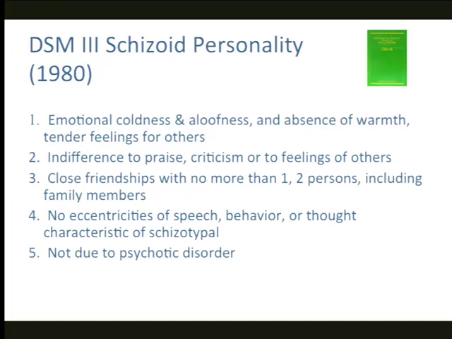So fairly straightforward. Somebody is cold, aloof. Doesn't have any tender feelings for other people. They're not really impacted by praise or criticism. They don't have any close friendships, really. But these last two are kind of exclusionary things. This is to distinguish this from schizophrenia. They don't have odd behavior necessarily, thought, or anything like that, and they don't have a psychotic disorder. They're just people who are aloof, want to be alone, are indifferent to what other people think about them.